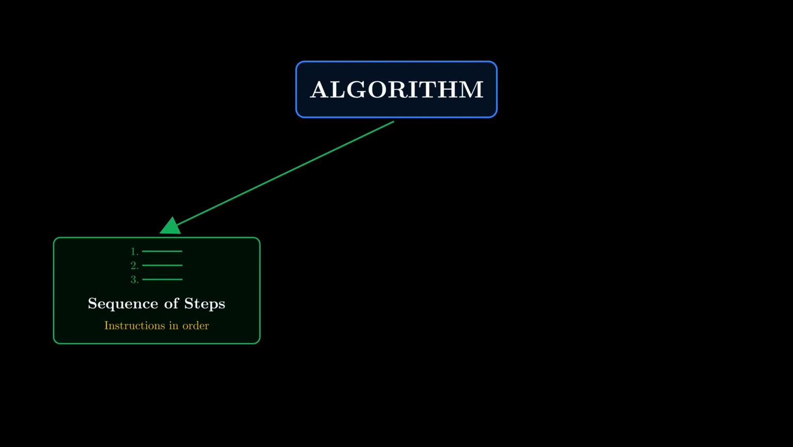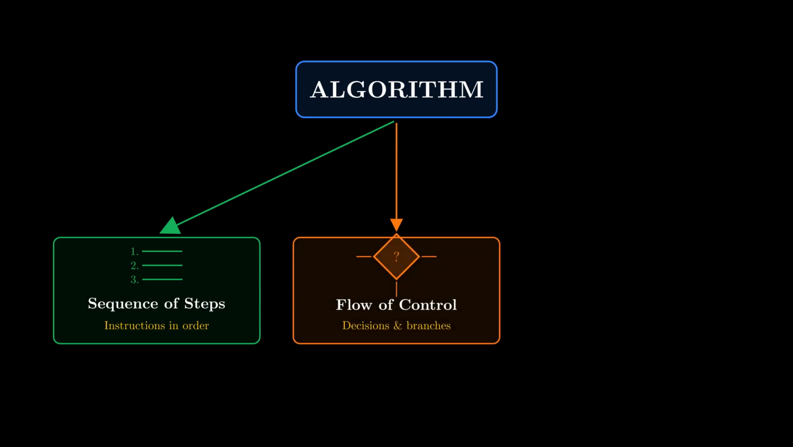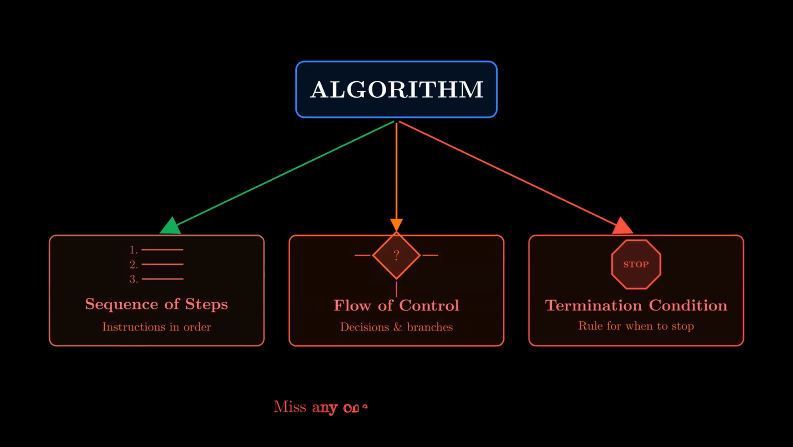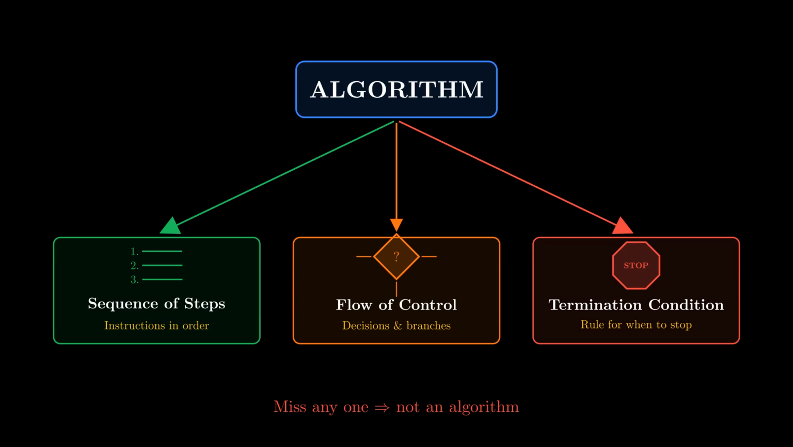First, a sequence of steps, instructions executed in order. Second, a flow of control, decisions that determine which step runs next or how many times. Third, a termination condition, a rule that says when to stop. Miss any of these 3 and you don't have an algorithm, you have a fragment. Keep these 3 bones in mind. We'll find them in the square root method and again in the cake recipe.